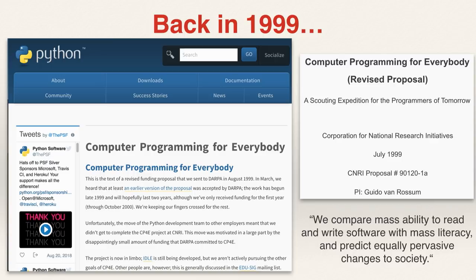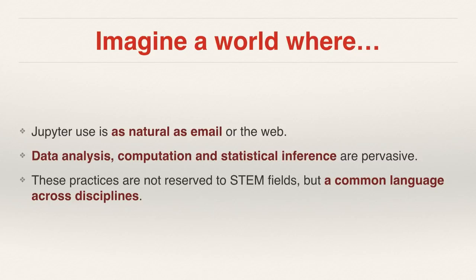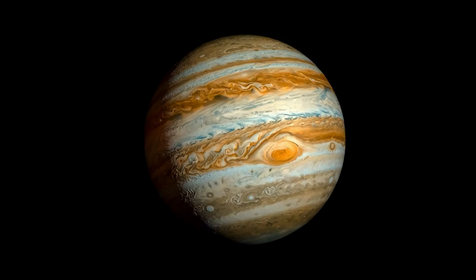And I'd like to think that Jupyter is a project that not only uses Python and began as IPython, but that we actually are continuing in the legacy of these ideas, but we are now moving them into a world of data. So imagine a world where using Jupyter is as natural for anyone as using email or the web, where data analysis, computation, and principled, clean, robust statistical inference are pervasive, not just among scientists, engineers, and mathematicians, but across disciplines, and this becomes a common language for society to work on our most challenging problems.